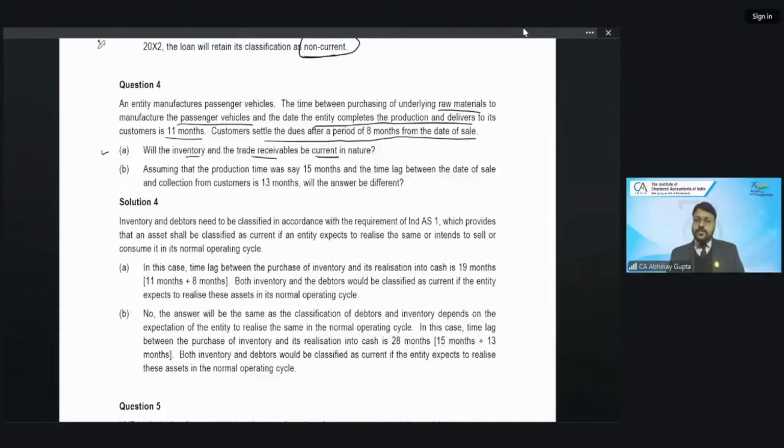So 19 months is more than 12 months, yes or no? Yes, right? So why are we calling it current then? Sir, as per Ind AS 1, it's based on the operating cycle. What is the period? Then, if any item is within that operating cycle, it will be classified as a current item. Also, the presentation will be done: what is due within 12 months, what is due more than 12 months, that will be the separate part.